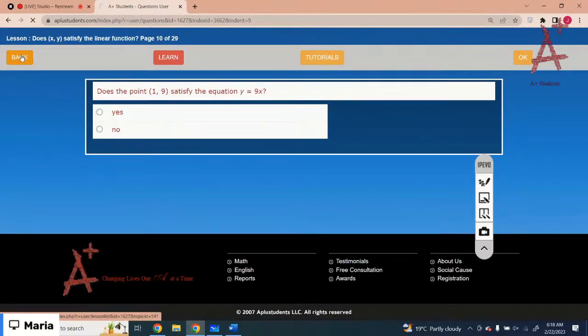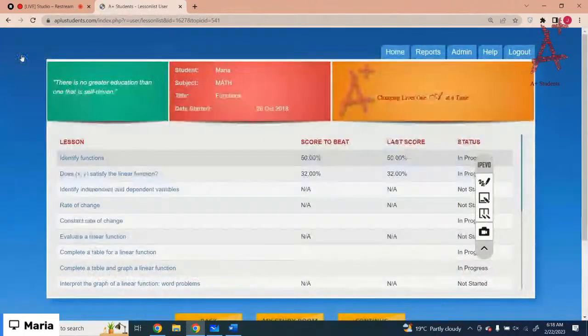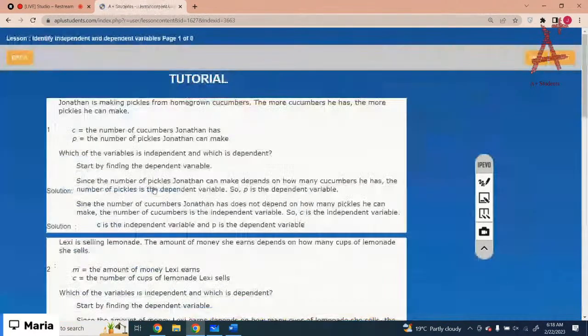Let me just move on to the next lesson. The next lesson is identify independent and dependent variables. Whenever we are working with the variables x and y, one of the variables is always independent and one of them is dependent. Most of the time, x is the independent variable and y is the dependent variable. The value of y depends on the value of x. Got it?